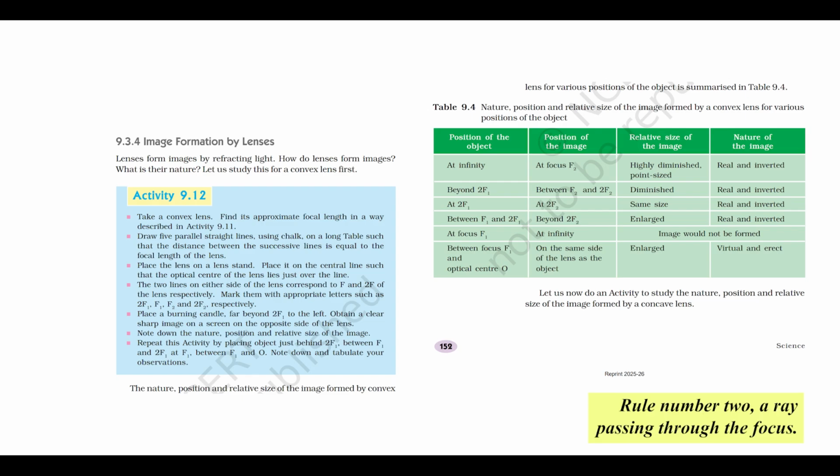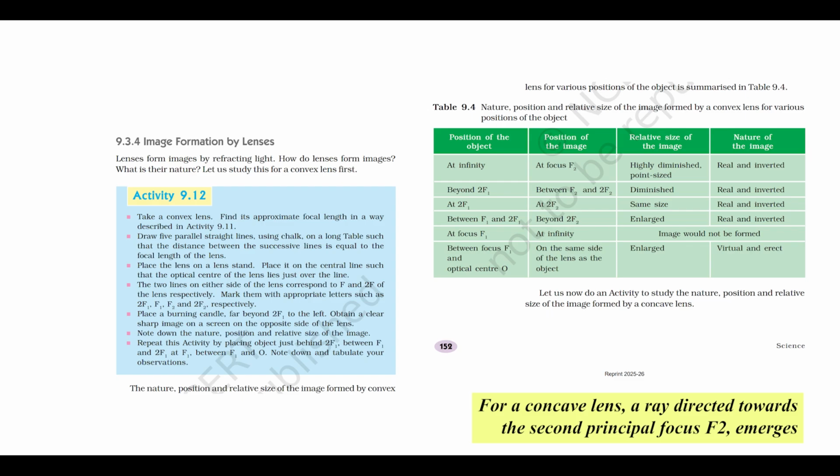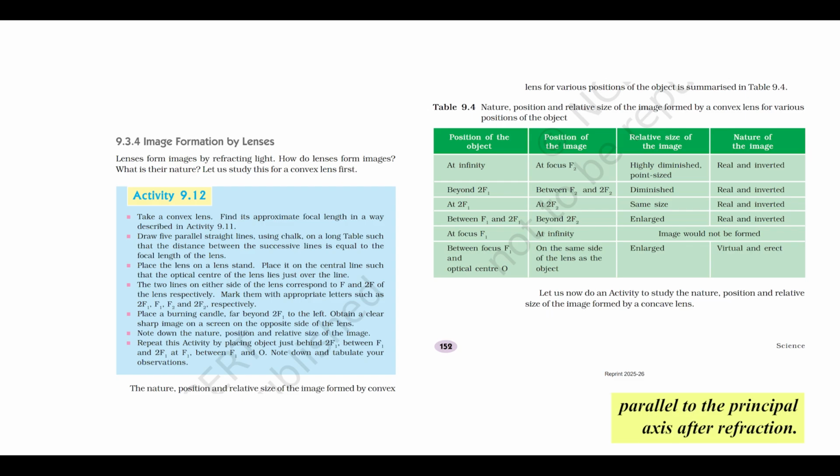Rule number 2, a ray passing through the focus. For a convex lens, a ray passing through the first principal focus f1 emerges parallel to the principal axis after refraction. For a concave lens, a ray directed toward the second principal focus f2 emerges parallel to the principal axis after refraction. So a ray through F1 for convex, or towards F2 for concave, becomes parallel.